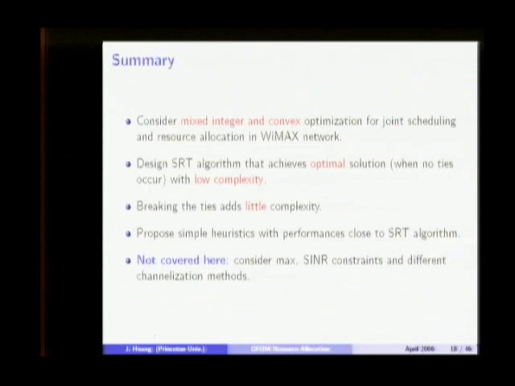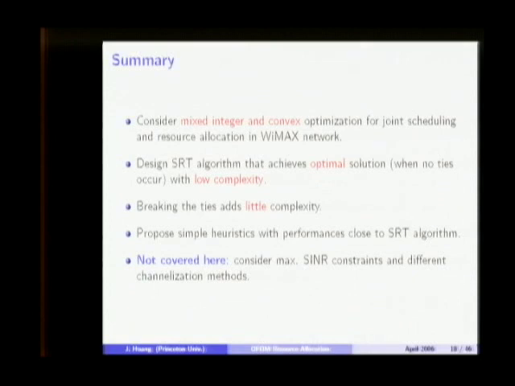Okay, so this is the summary of the first part. We consider mixed integer and convex optimization for joint scheduling and resource allocation in WiMAX networks. We design an algorithm that achieves the optimal solution where there are no ties, with low complexity. When a tie occurs, we break the tie, which adds just a little complexity. We also propose simple heuristics, which I don't have time to illustrate in detail, with performance close to the SRT algorithm.